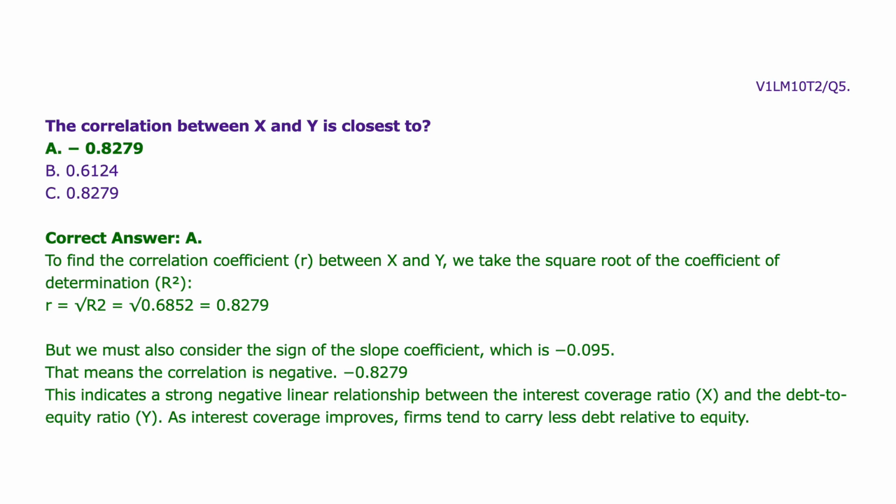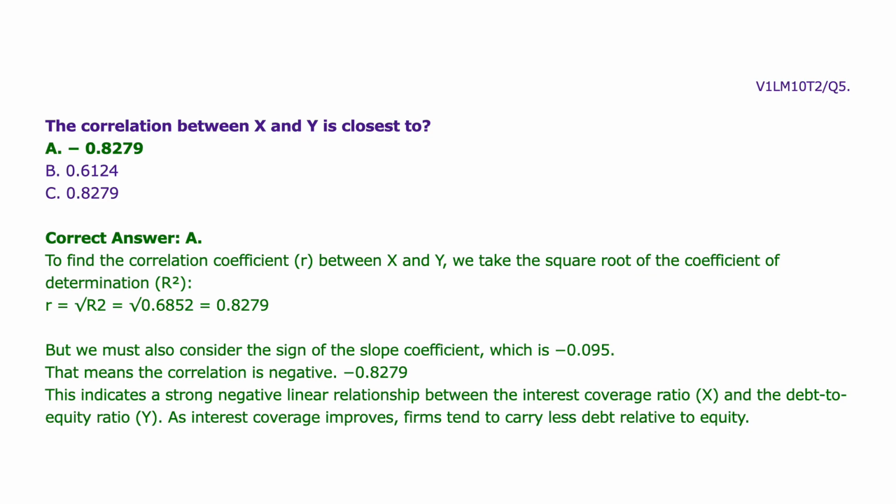Coefficient of determination, R squared, is the square of the pairwise correlation, r. To find the magnitude of the correlation, you must take the square root of R squared. The sign of the correlation coefficient must match the sign of the slope coefficient. Because the slope in this problem is negative, minus 0.095, the correlation coefficient must also be negative.